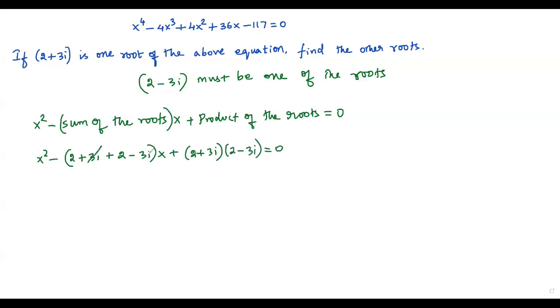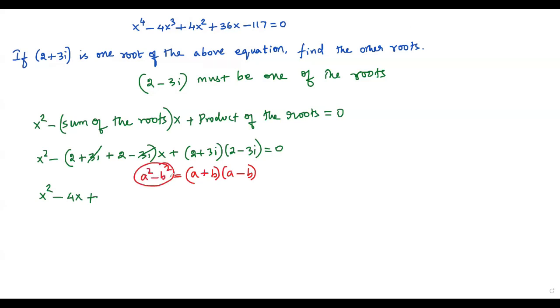So here plus 3i and minus 3i will become 0. Then we get x squared minus, 2 plus 2 will become 4, and here we have x, so 4x, plus. Now we have to multiply these two binomials, 2 plus 3i and 2 minus 3i. So we can use the algebraic identity, that is a plus b times a minus b equals a squared minus b squared.